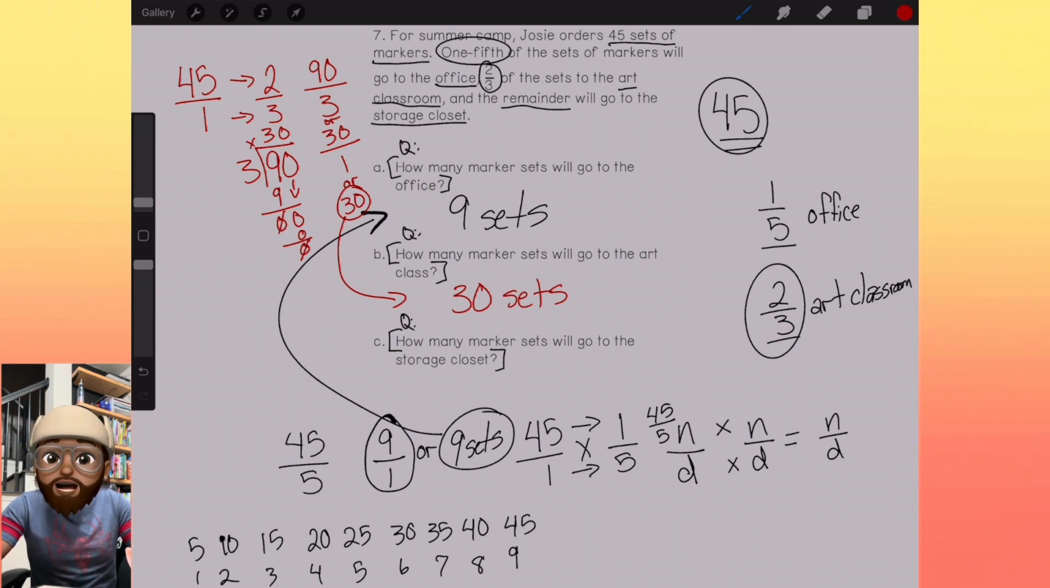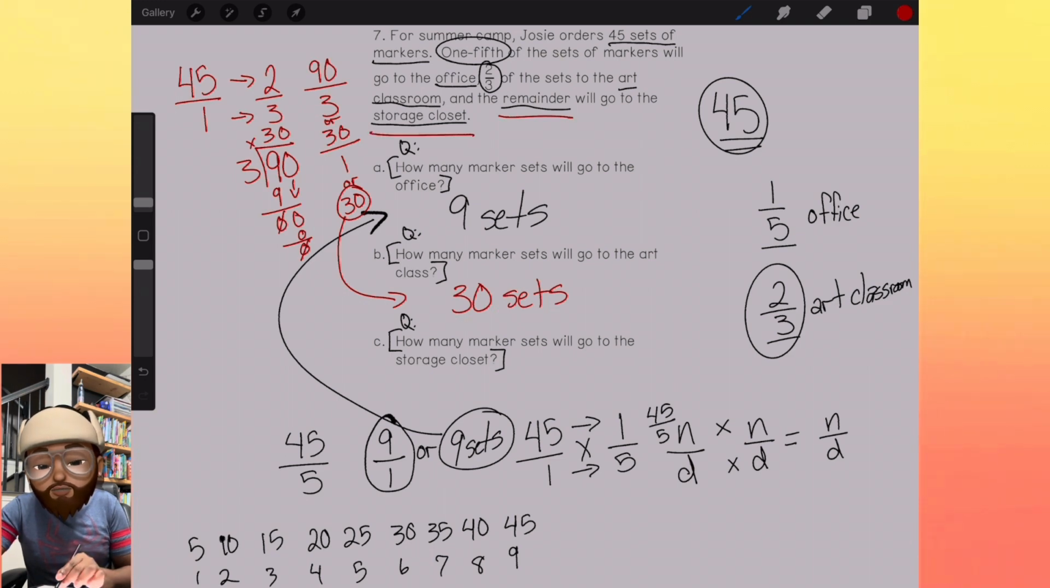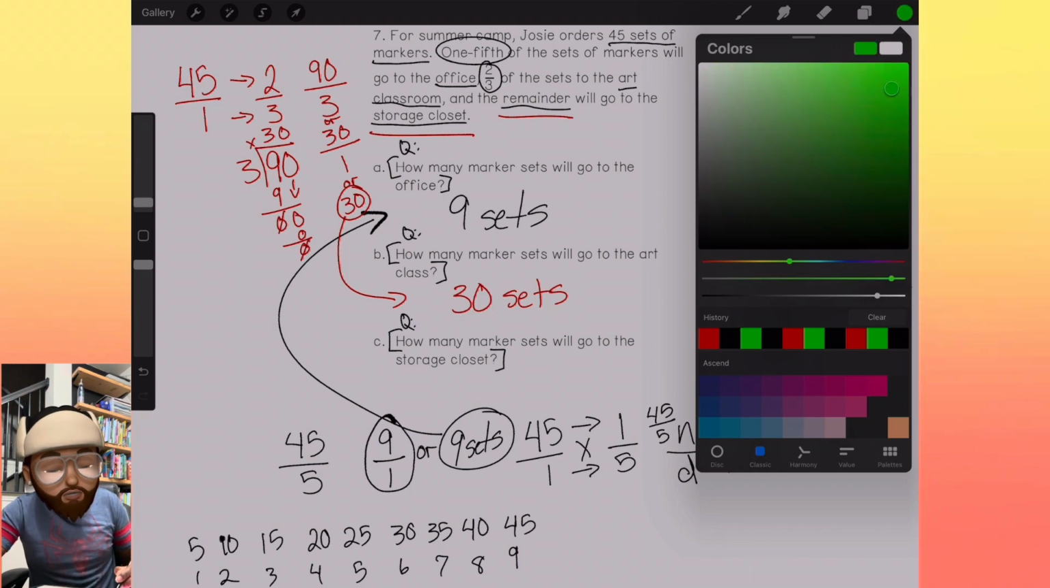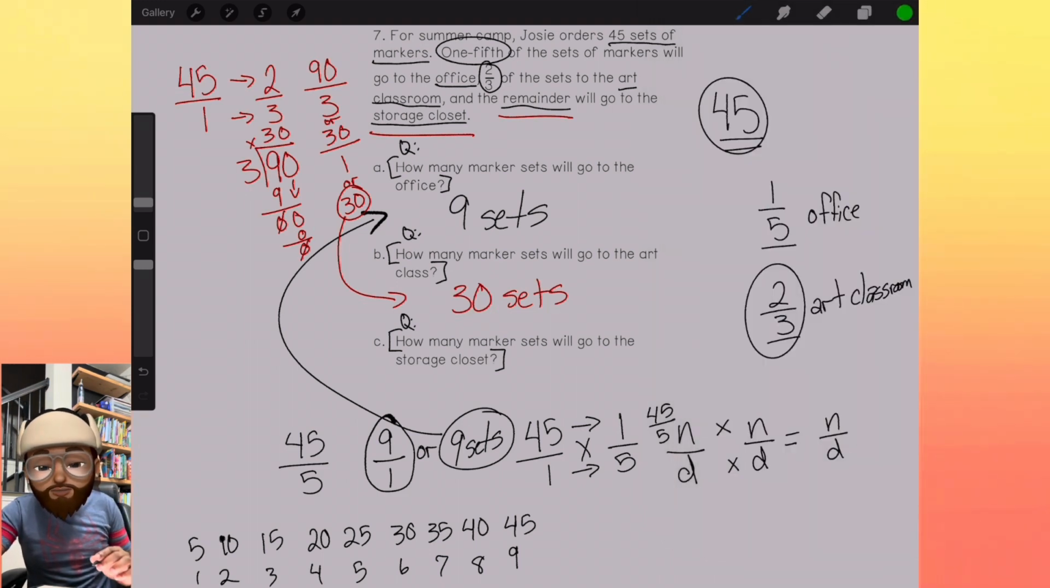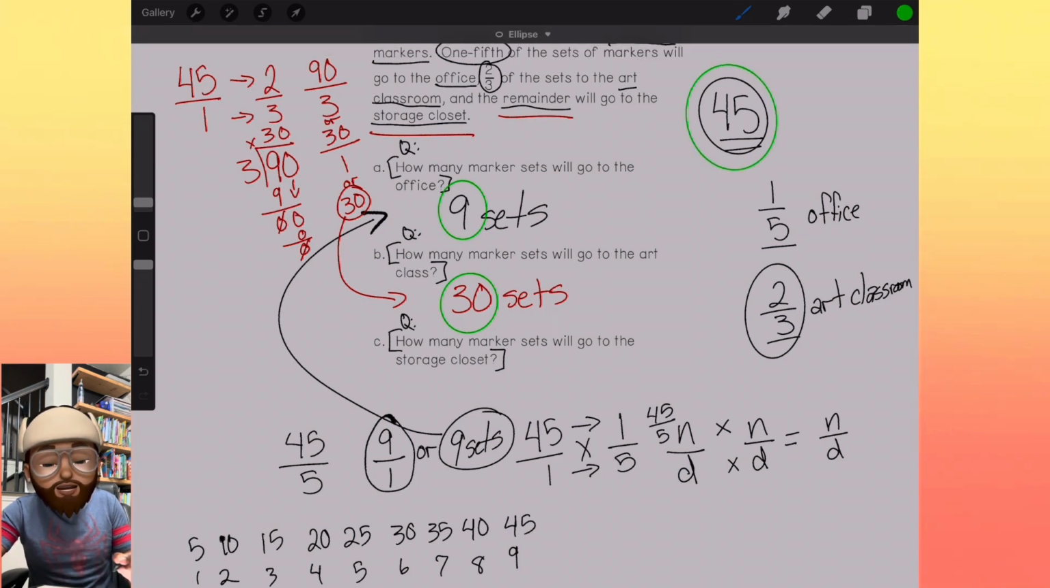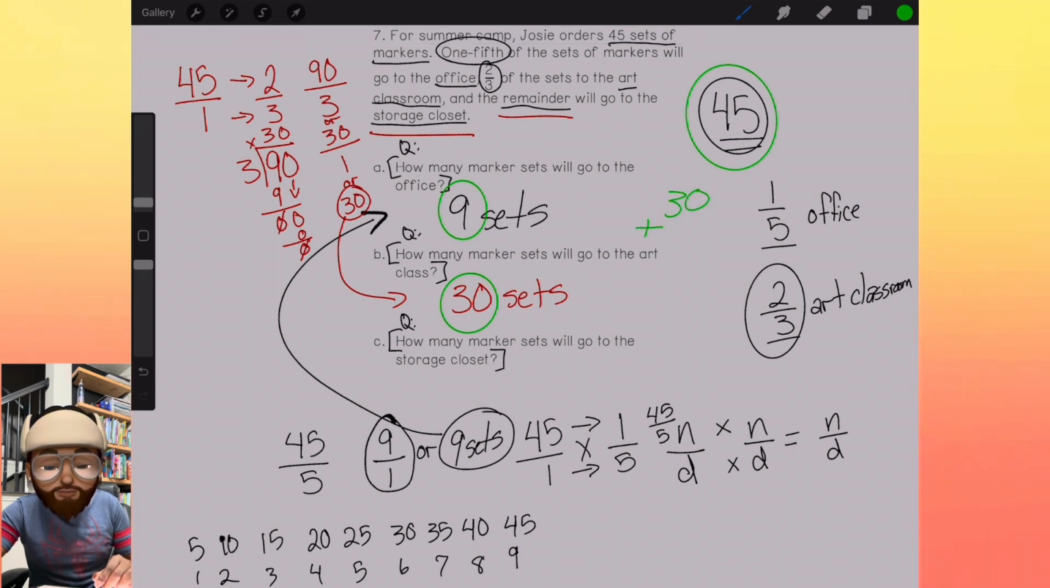Now, for our final step, the last step says the remainder will go to the storage closet. So let's go ahead and change our color so that we could see it well. We know that we used 30 sets here. We know that we used 9 sets here. And we know that we had 45 sets in total. So at this point, all we want to do is our 30 plus 9, which will give us 39. Take this value and subtract it from 45.